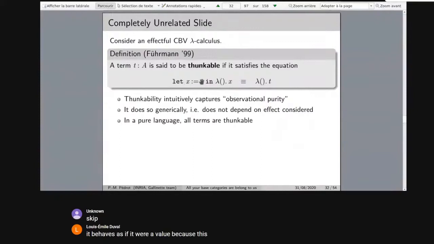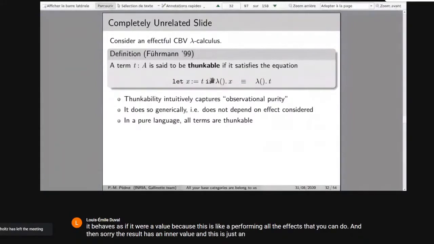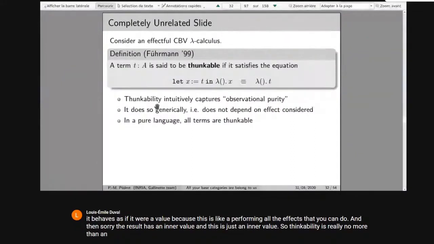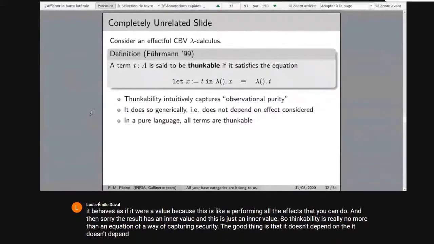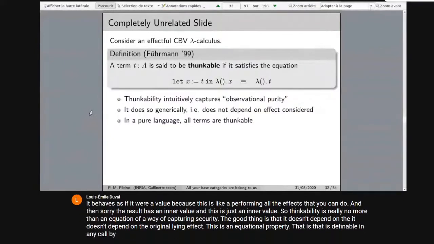Because this is like performing all the effects that T can do, and then storing the result as an inert value. So thunkability is really no more than an equational way of capturing purity. The good thing is that it doesn't depend on the underlying effect. This is an equational property that is definable in any call by value lambda calculus. And in a pure language, in particular, all terms are thunkable. All terms satisfy this equation.